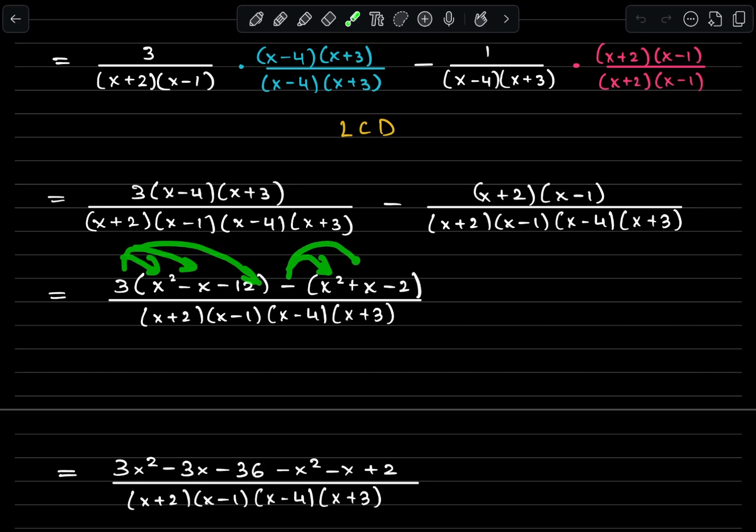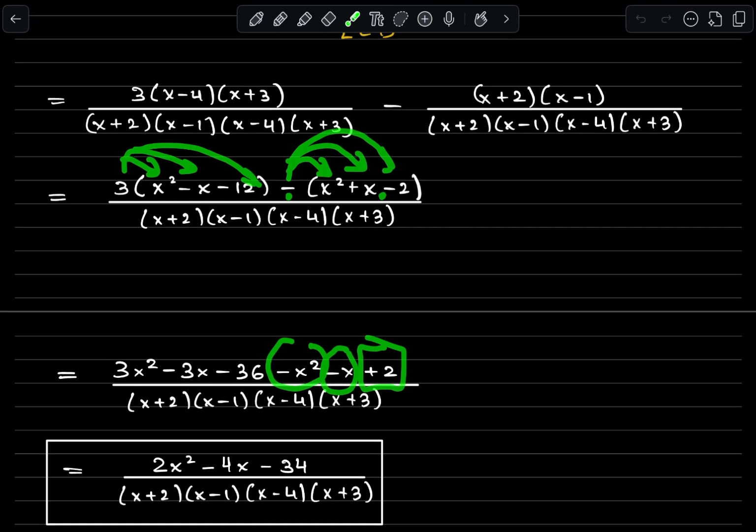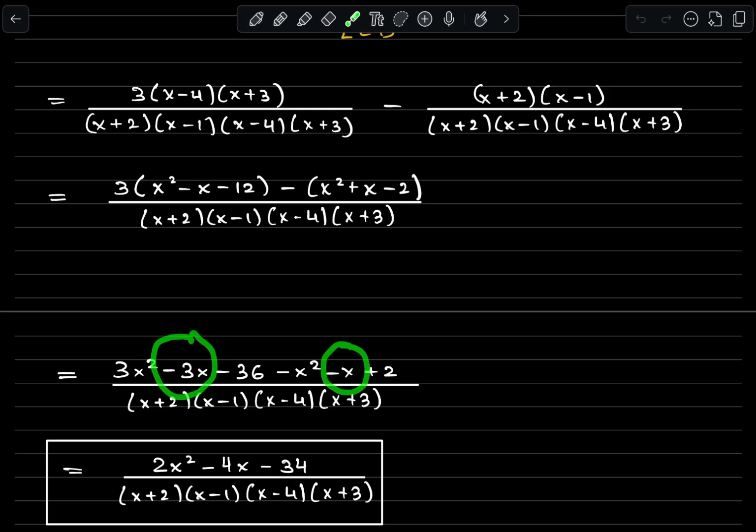And the second one, we're going to distribute this negative. We'll be dealing with negative x squared minus x plus 2. So this negative and negative will become positive. The 3x squared and negative 3x squared will become a positive 2x squared. Negative 3x, negative x will become negative 4x. Negative 36 plus 2 will become negative 34.